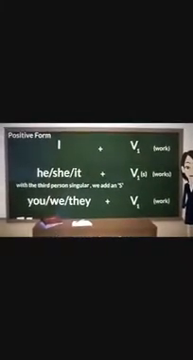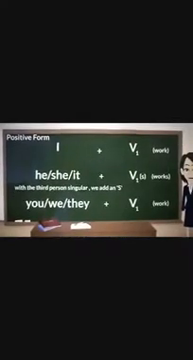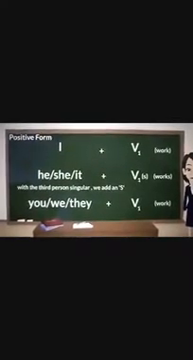Another important thing to know, children: we knew that in simple present tense we use the base form of the verb. But here, for I and you, along with plural pronouns, we make use of only the base verb. Only the base verb is used. You can see I plus V1, that is verb, that is work. Then you, we or they, that is also the same. The base verb is used, that is only work.